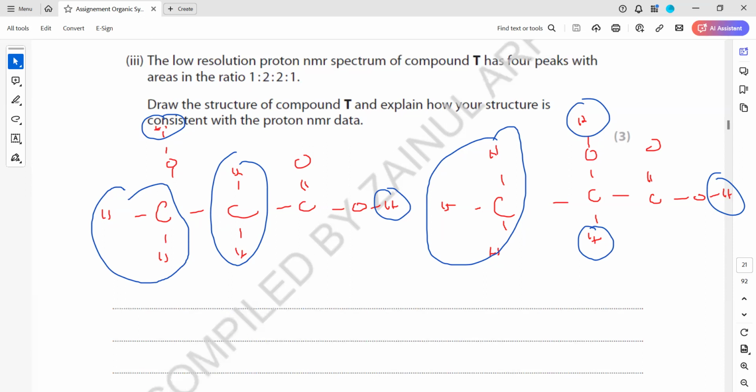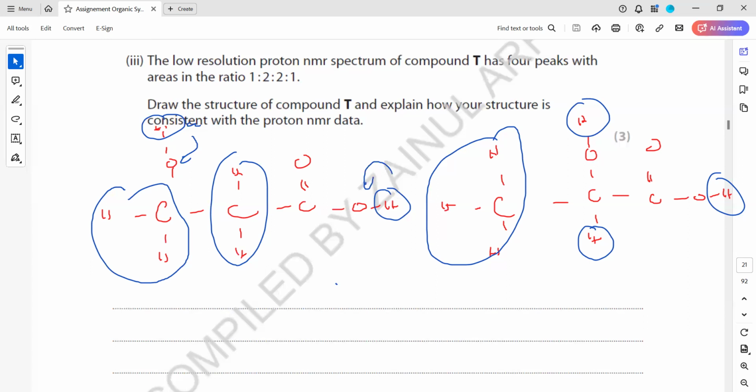Now, if we check which one matches, because the OH can be attached at the last carbon, this will give a singlet. Like if I say this is A, this will give a singlet, and this will also give a singlet. Here the neighbor, and this is the intensity, like relative hydrogen in each environment.